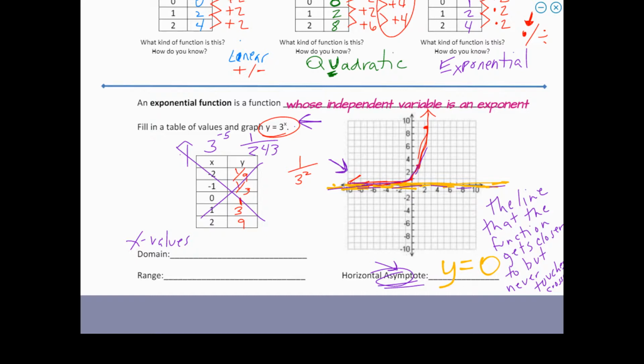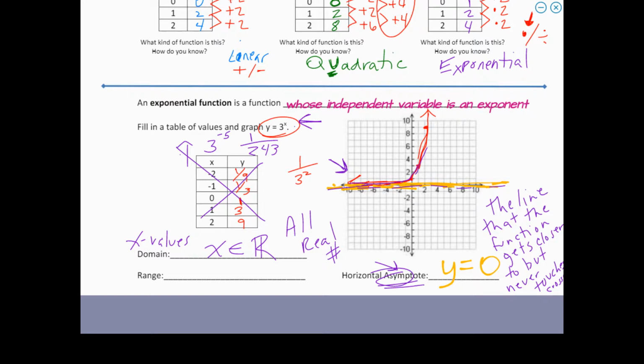So do I have any lowest amount that I can put in for my x? No. Do I have a highest amount that I'm limited to put in for my x? No. There's no limitation on my x's, which means my x's are an element of all real numbers. So this is just another way to write all real numbers.